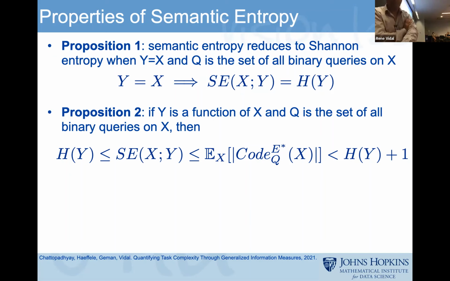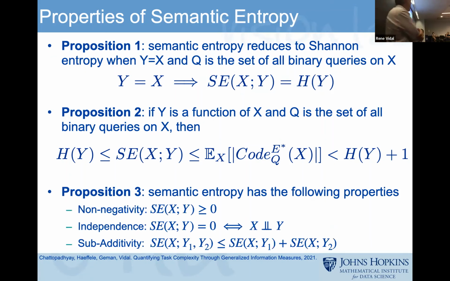And the third, and I don't know whether this will be useful for anything, but hopefully for those of you interested in information theory properties, it's not negative, independent assumptions. I conjecture that this additivity could be connected and useful later on for measuring the complexity of tasks. Here I'm trying to predict 2 variables out of the same x, and this is saying that the semantic entropy of the 2 tasks combined is upper bounded by the sum of the semantic entropies.